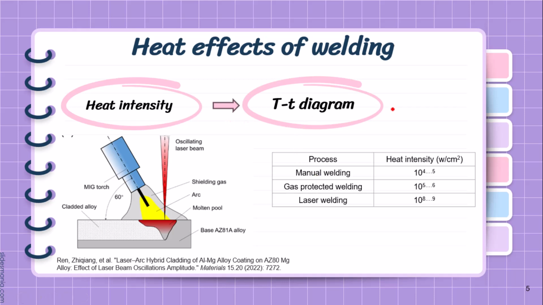The main parameter that determines the temperature time history is the heat intensity of the process that we use. As comparison, in this table we have 3 welding processes, and you can see the heat intensity that we have for each process. For manual welding we have the least heat intensity, and for laser welding we have the highest heat intensity. You can see the schematic of the laser welding and MIG welding and how the heat is distributed in the workpiece for both procedures.